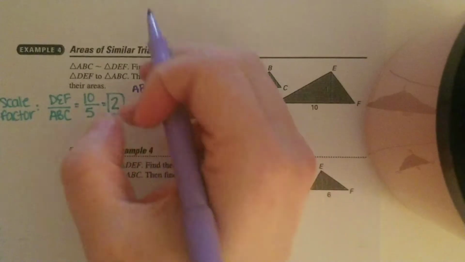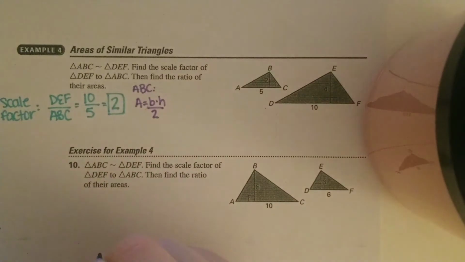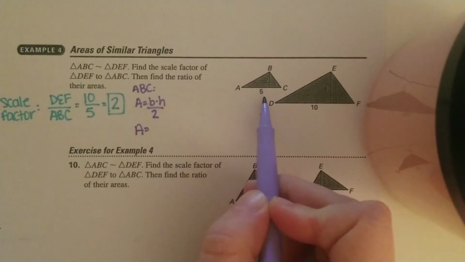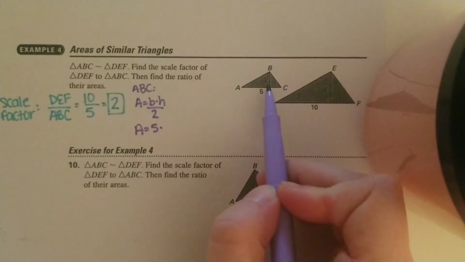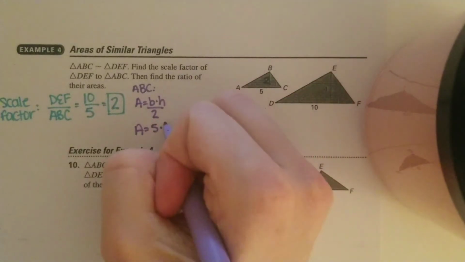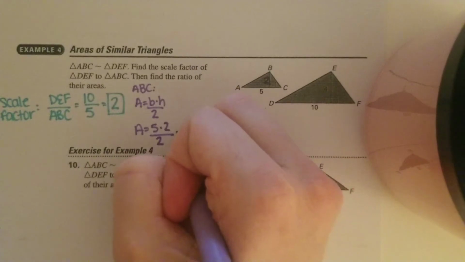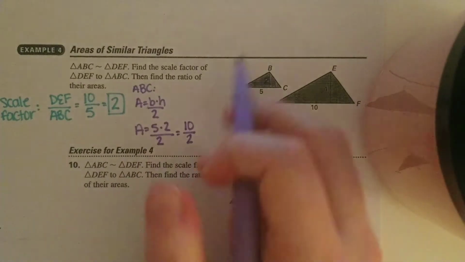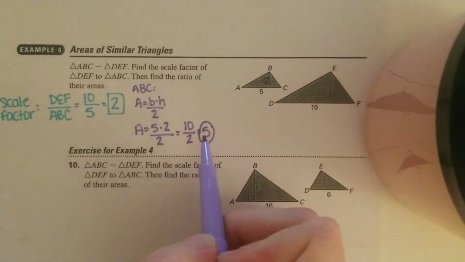So we got to find the area. So A equals base times height divided by 2. All right, so A equals our base for ABC, which is 5. Our height, if you look close on your page, is 2. I know it's kind of hard to see, but it's a 2. So 5 times 2 over 2. This is equal to 10 divided by 2, because 5 times 2 is 10, and 10 divided by 2 is 5. So the area for ABC is 5.